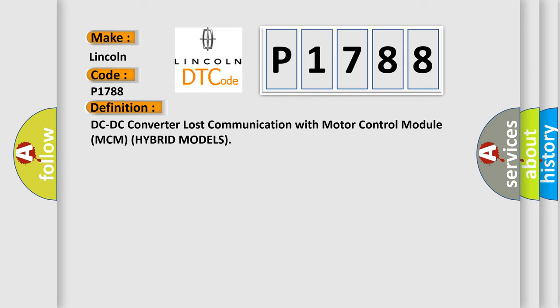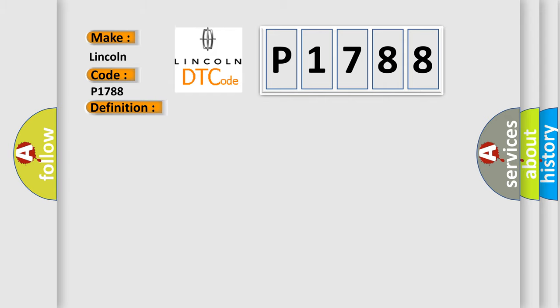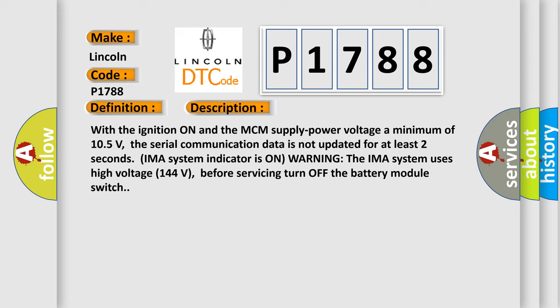And now this is a short description of this DTC code. With the ignition on and the MCM supply power voltage a minimum of 105 volts, the serial communication data is not updated for at least 2 seconds. IMA system indicator is on. Warning: the IMA system uses high voltage, 144 volts. Before servicing, turn off the battery module switch.